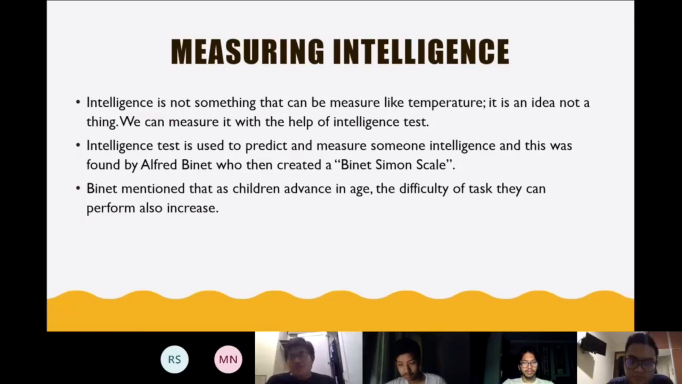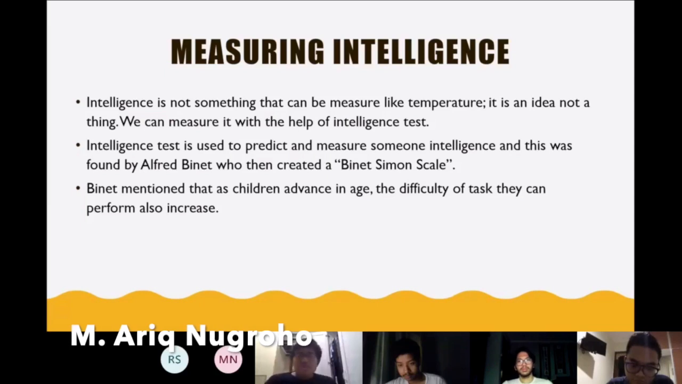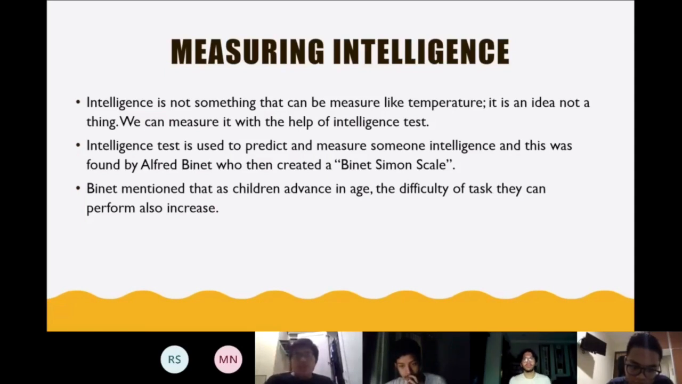Intelligence is not something we can measure as easily as our weight or temperature, because intelligence is an idea, not a thing, so we can't easily measure it. We can measure intelligence with the help of intelligence tests. First of all, the intelligence test is used to predict and measure someone's intelligence, and this was developed by researchers, notably Alfred Binet, who created the Binet-Simon scale.